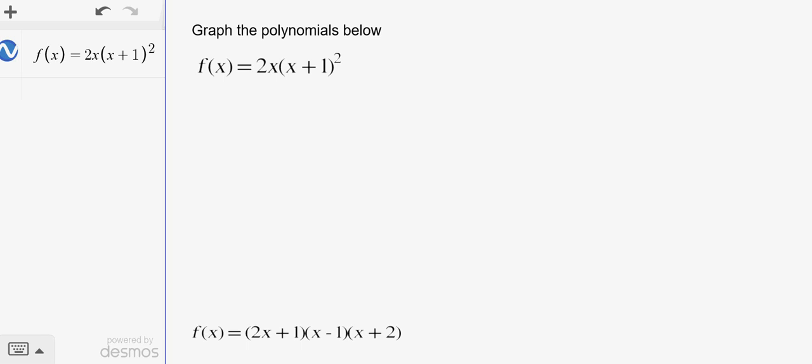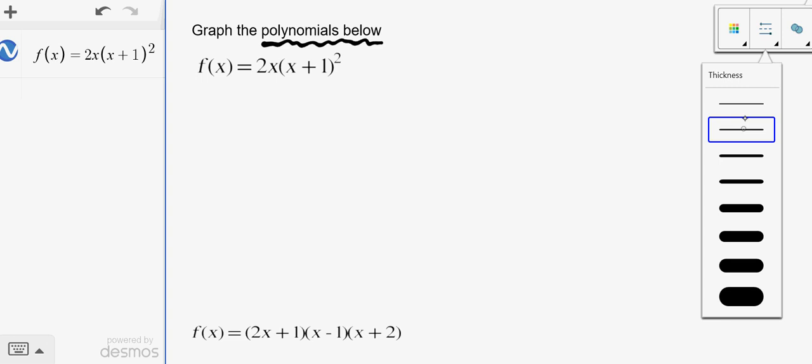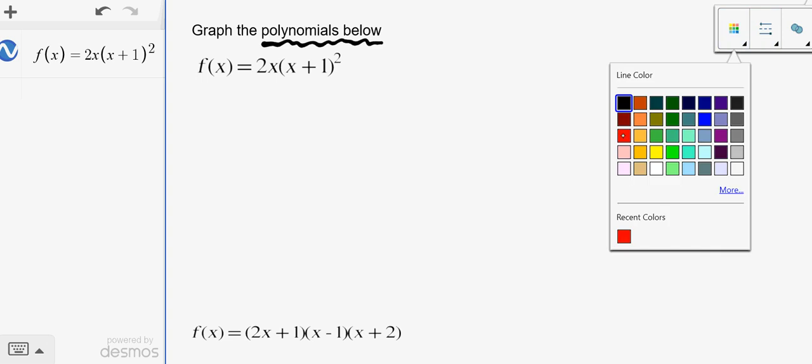In this video clip, we want to graph polynomials below. There are two polynomials here. One is f of x equals 2x times (x plus 1) squared. Another is (2x plus 1) times (x minus 1) times (x plus 2).